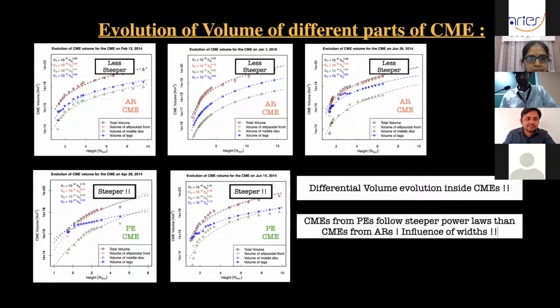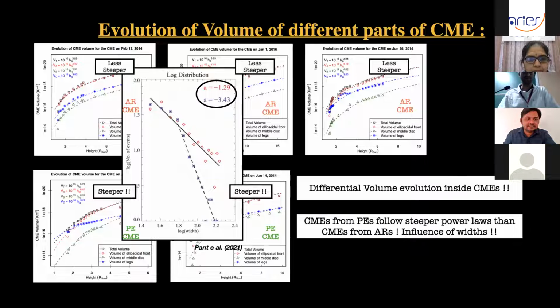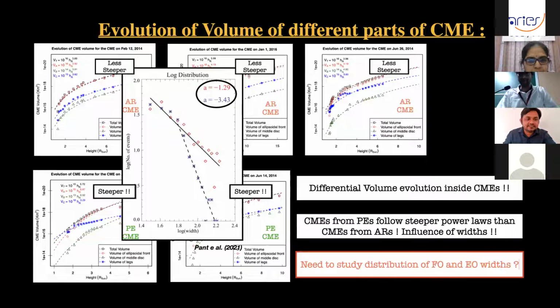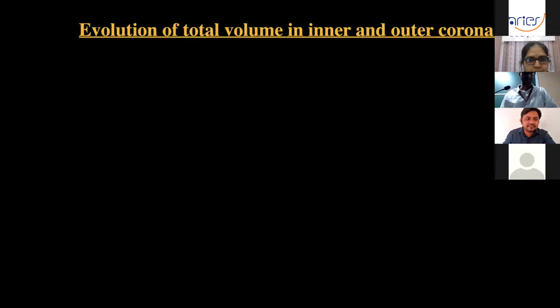Let me draw your attention to one of our earlier results, which we published last year, where we showed that the widths of CMEs follow different power laws, and that CMEs coming from quiescent filaments follow a steeper power law. It seems that a similar trend is also followed in the volume evolution of the CME. This again shows the role the width of a CME plays in its volume evolution. One way to go ahead from here is to study the face-on and edge-on widths of the CME and their distribution, and find out whether there is a similar imprint of the source regions on that as well.